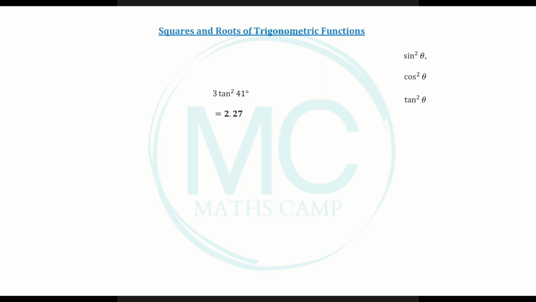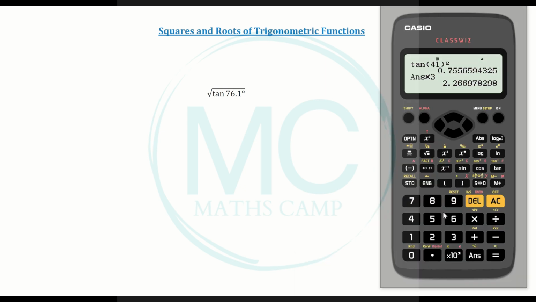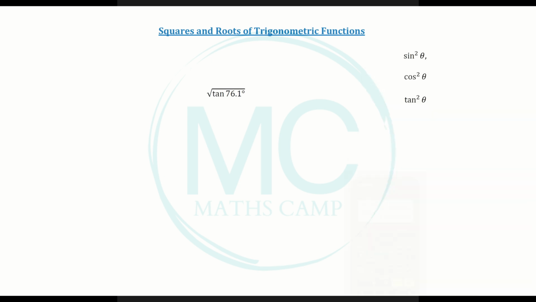Let's do another one. The square root of tan 76,1. Let's get our calculators, and we can say tan 76,1 is equal to, and now we want to square root, so we can say square root, our answer, is equal to 2,01 to 2 decimal places.